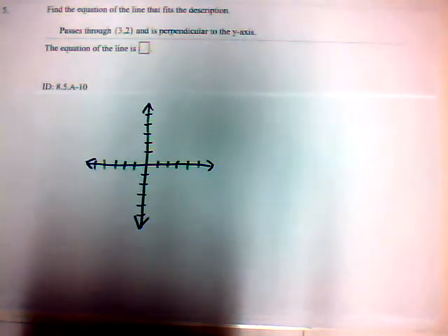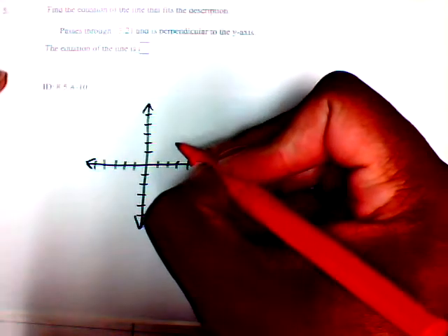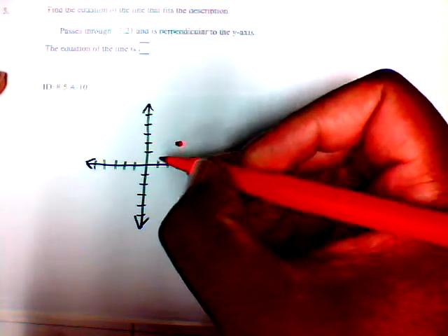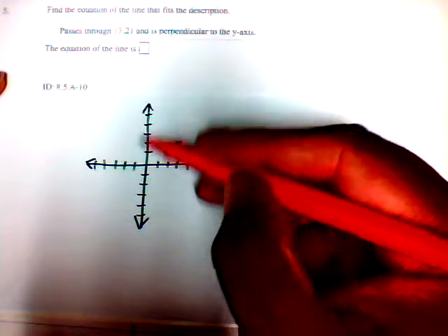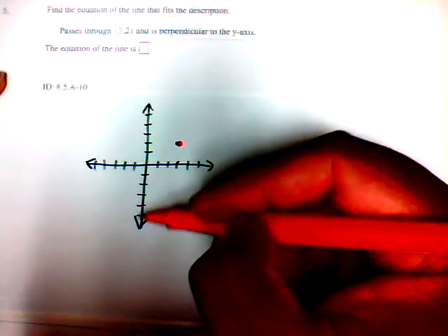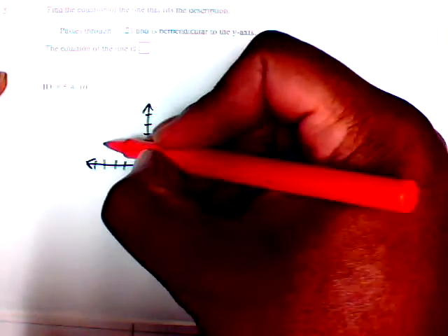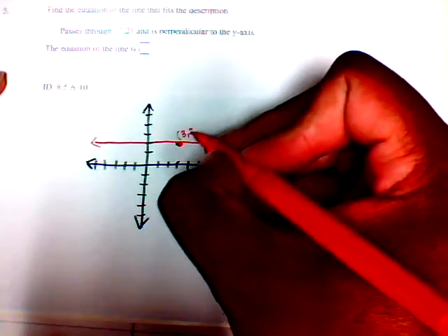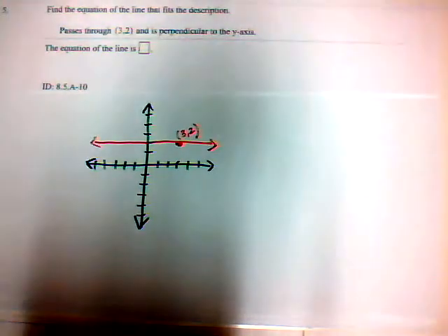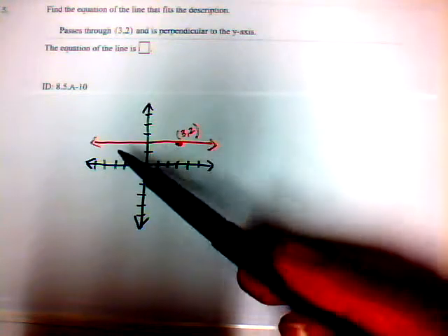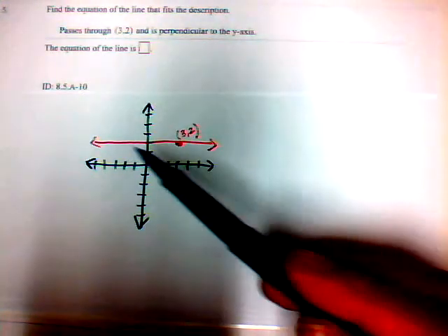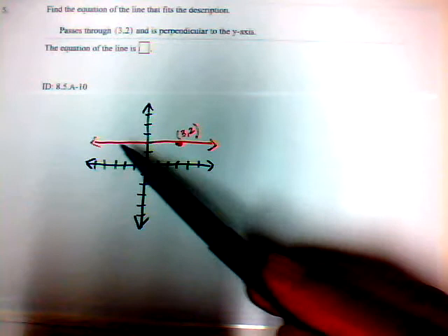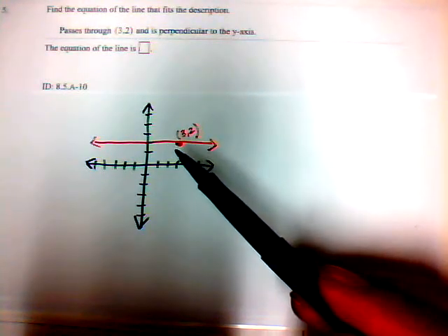All right, it passes through the point (3, 2), so you go to the right 3 and up 2. So here's the point. It's perpendicular to the y-axis, and here's the y-axis right here. If it's perpendicular, it must be this line right here, because that's the point (3, 2). It has to be this line that goes through the point (3, 2). It looks like this, and it's a horizontal line.